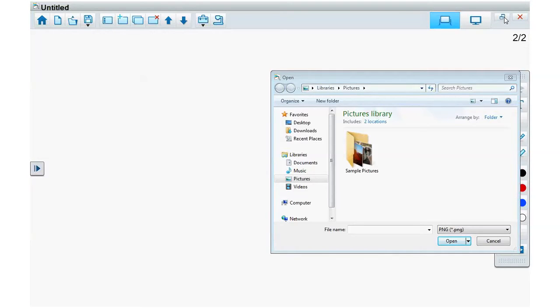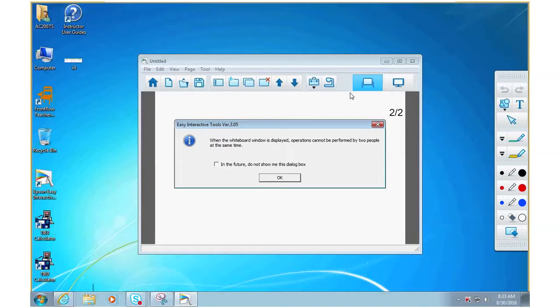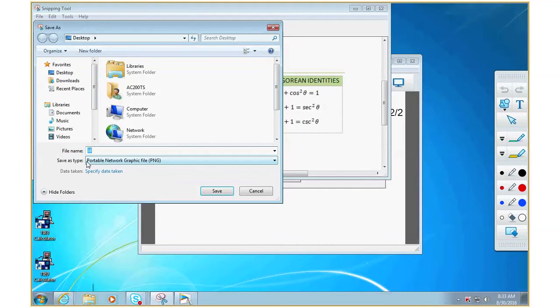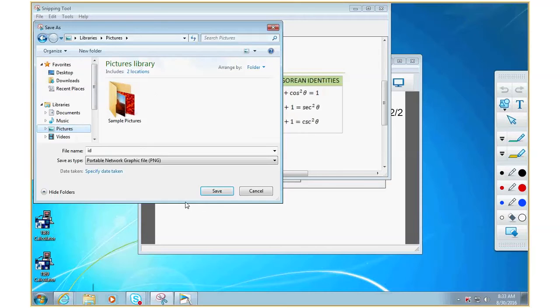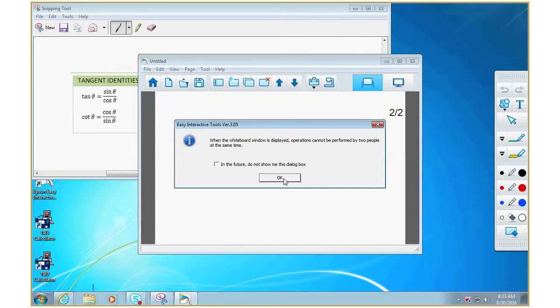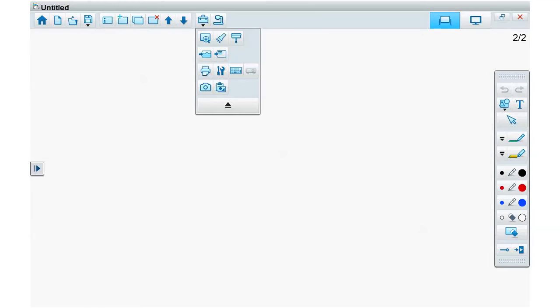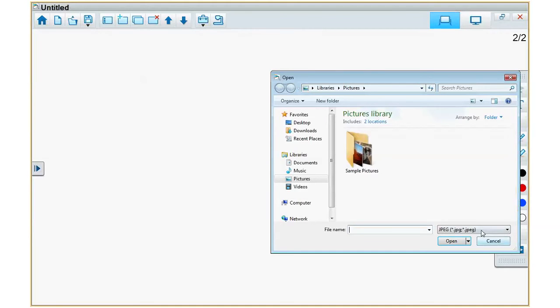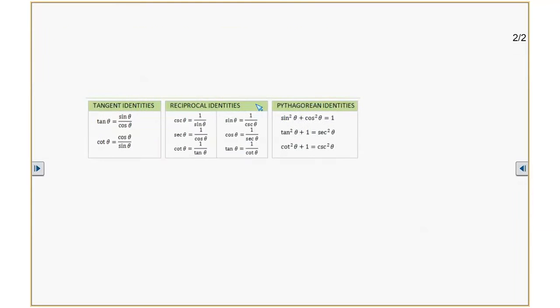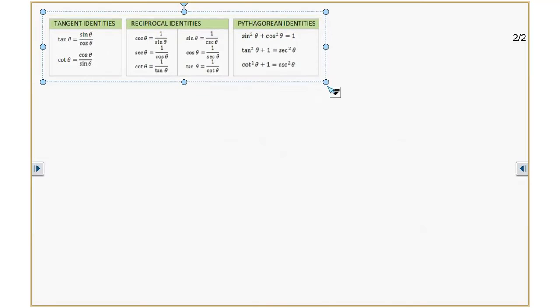Oh, I didn't save it. Hold on a second. I suck, I know. Back here, save. I thought I saved it as identity. Did I not? Let me make sure it goes in pictures. Identity. There. Output. So make sure you learn these.